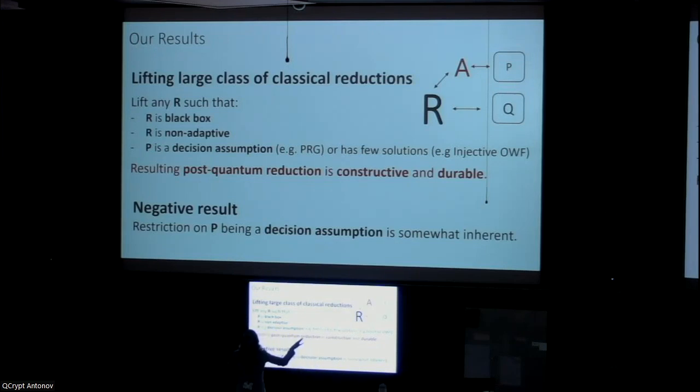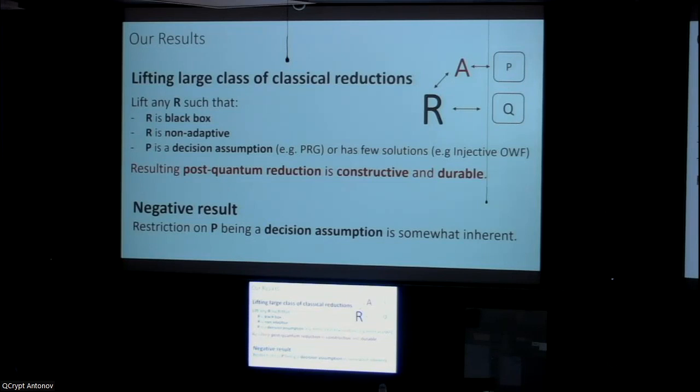Okay, so there's some assumption that the adversary can have at most a small number of valid solutions or answers that we'll be accepting. That assumption is not because we're computationally bounded. Actually, that assumption, to some extent, is inherent, because we show a counterexample where P can be an arbitrary search assumption. And if I have time at the end of the talk, I'm going to talk a few minutes about it.